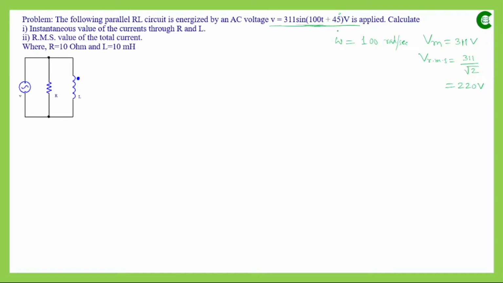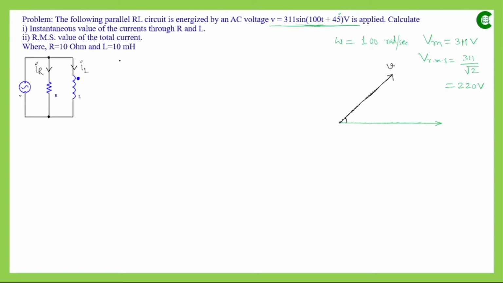or it has a 45 degree phase angle with the reference. So if we take this as a reference, then the voltage phasor will look like this, or we can draw the voltage phasor like this. This is the reference line, and with respect to that the voltage is leading by 45 degree angle. So this will be our voltage phasor, the voltage that we are applying across that parallel branch. Now next what we have to find is the instantaneous value of the currents through R and L. Now let's assume that this current is IR and this current is IL.